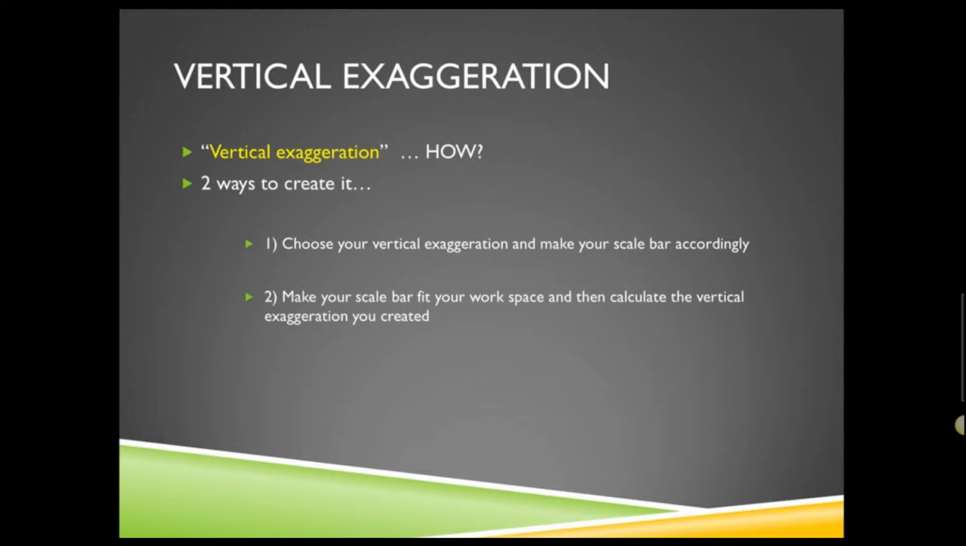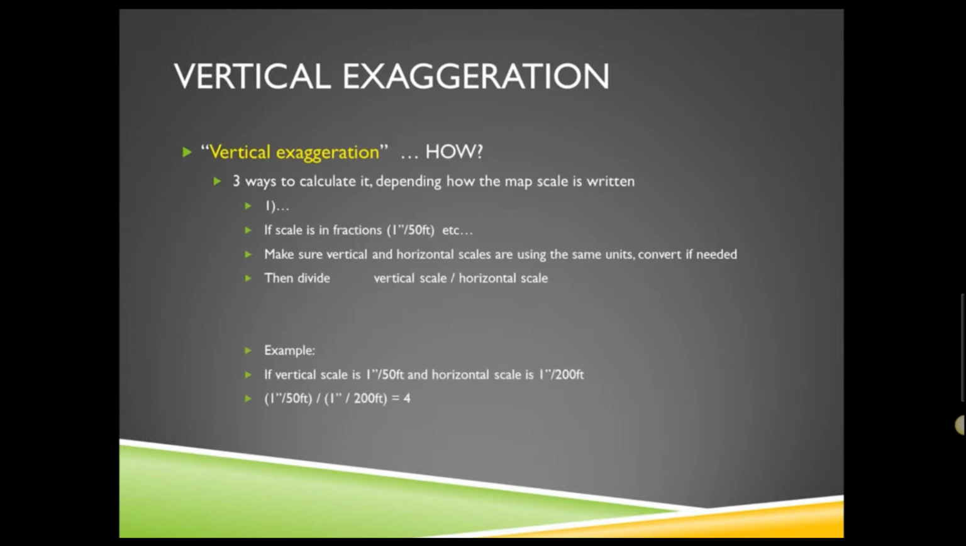So how do we do it? Well, we can go about setting our vertical exaggeration in two ways. We can choose our vertical exaggeration and make our scale bar accordingly, or we can simply draw our vertical axis and measure it and calculate the vertical exaggeration that we just created. So, okay, how do we calculate it?